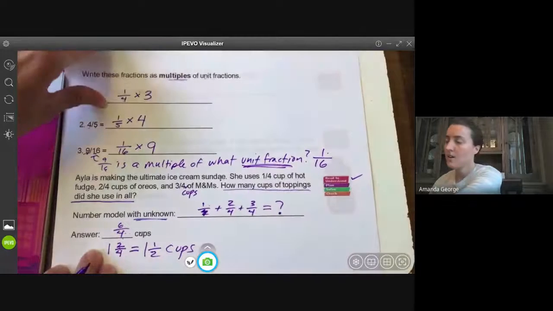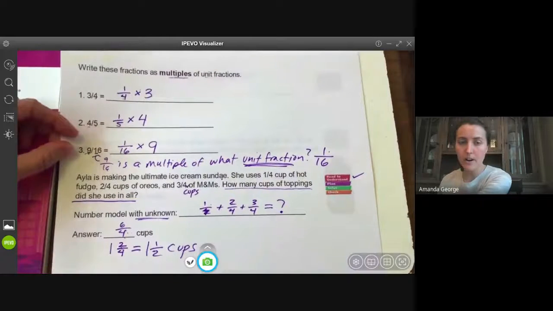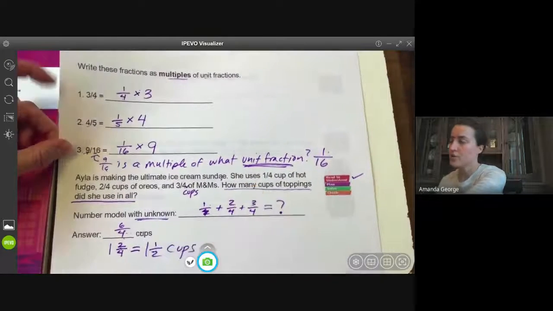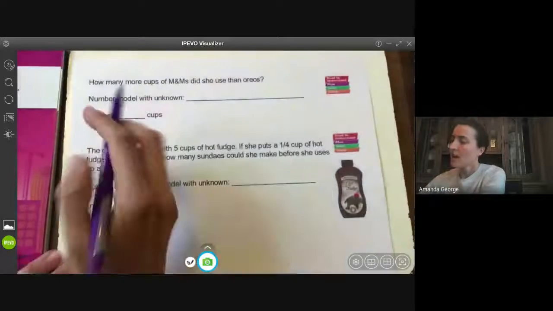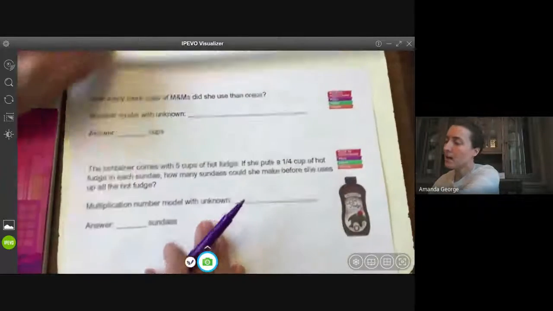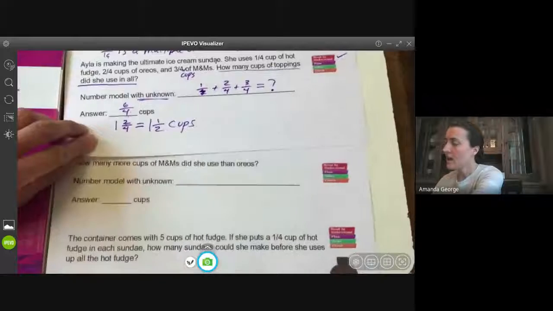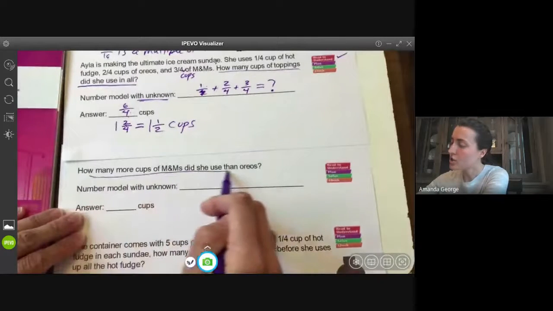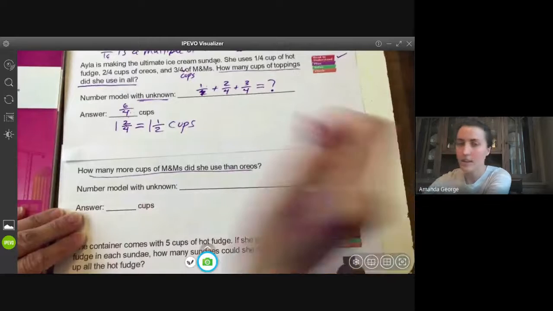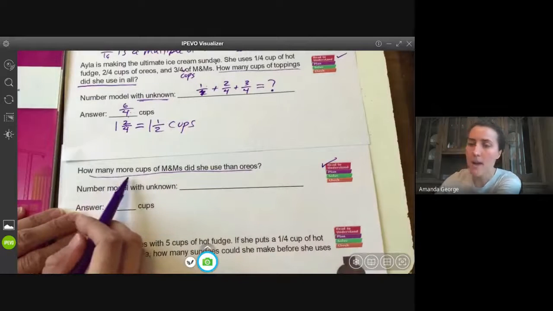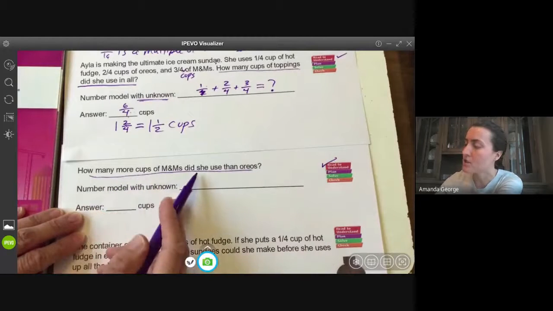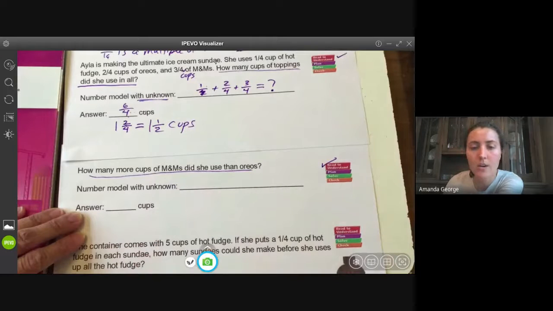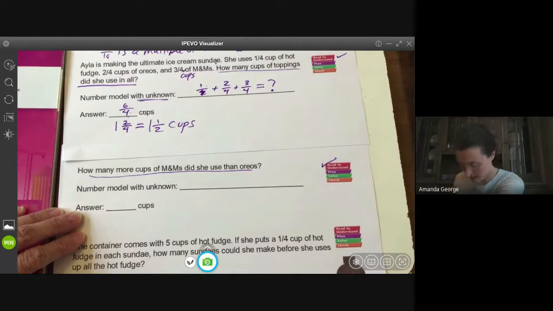Now, going to give you the same scenario, but a different question. How many more, so I'll leave the problem up here so we can see it. How many more cups of M&Ms did she use than Oreos? Say that question with me. How many more cups of M&Ms did she use than Oreos? And who would like to set up our number model for this one? Sana.